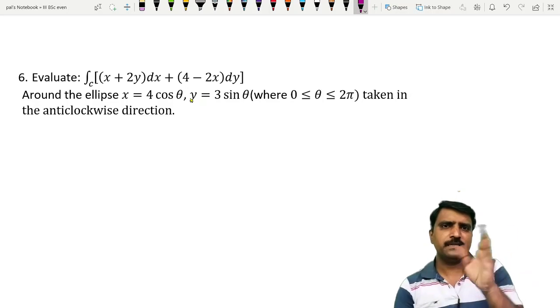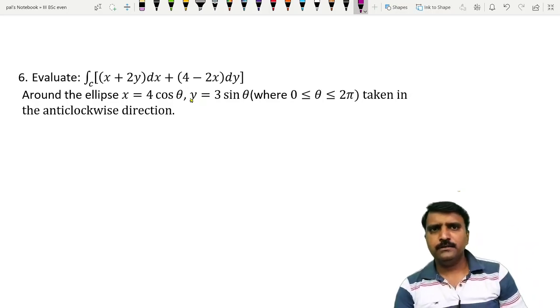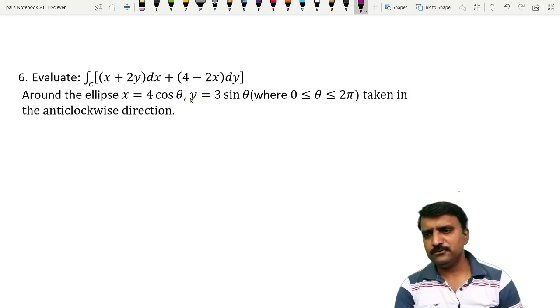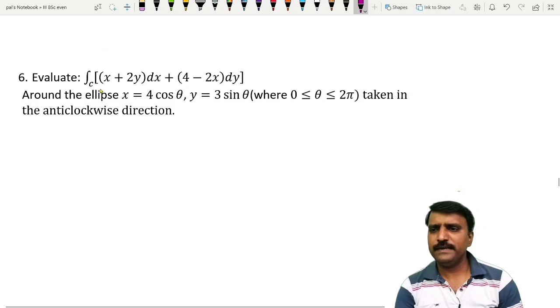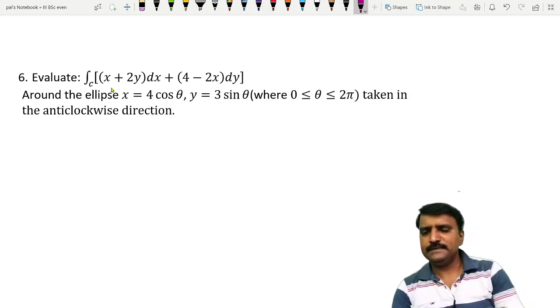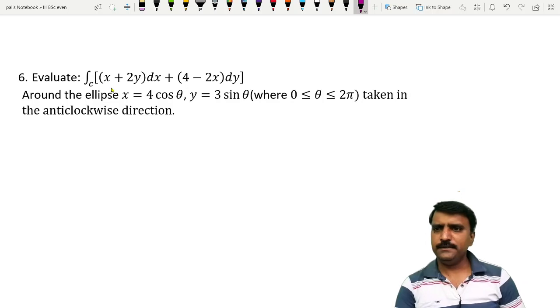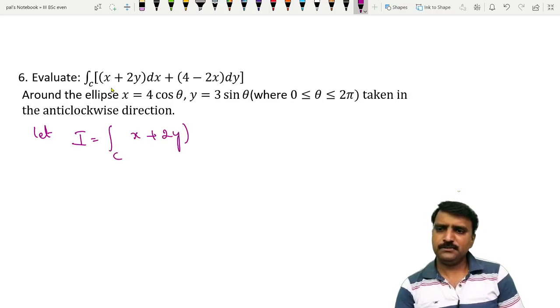So in the anti-clockwise direction, theta varies from 0 to 360 degrees, that is 0 to 2 pi. Okay, first, if you want, you calculate this value or directly substitute into the integral. Let I is equal to the integration over C of (x plus 2y) dx plus (4 minus 2x) dy. So what is x and y here?